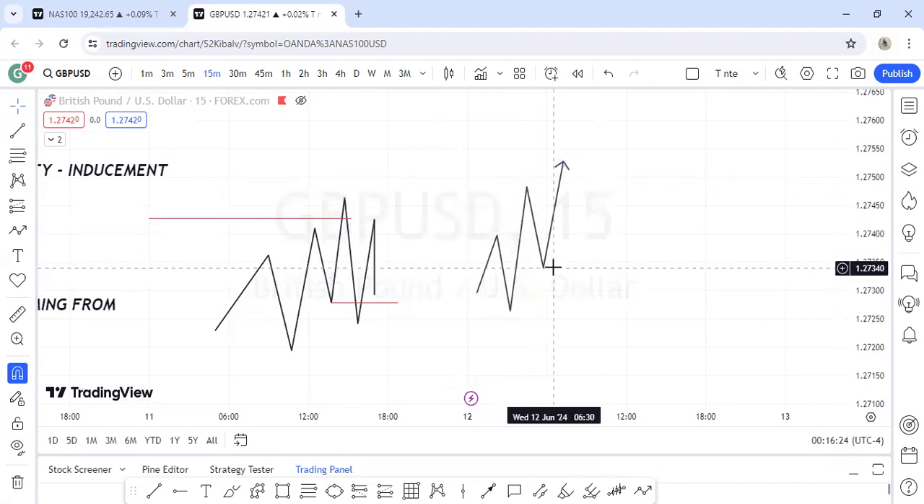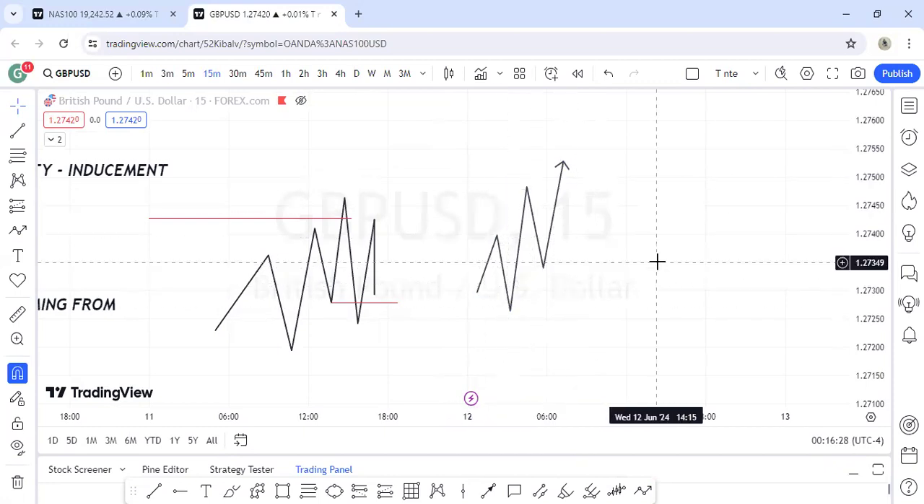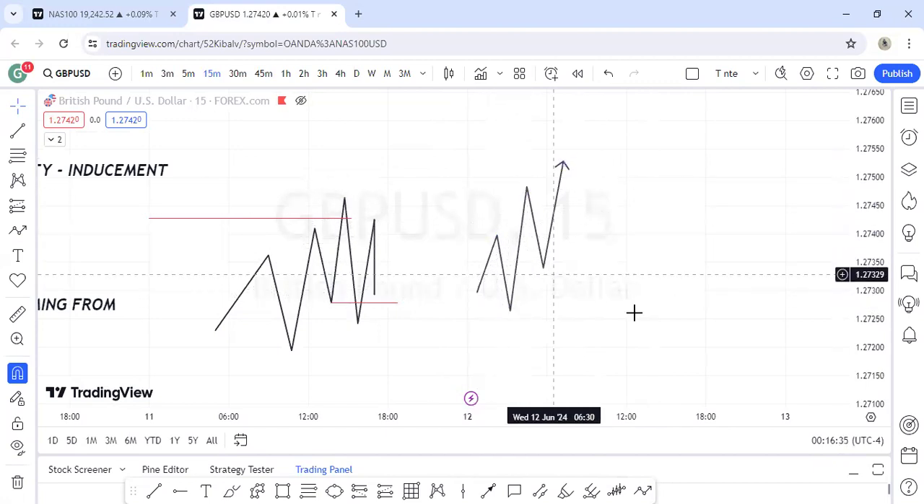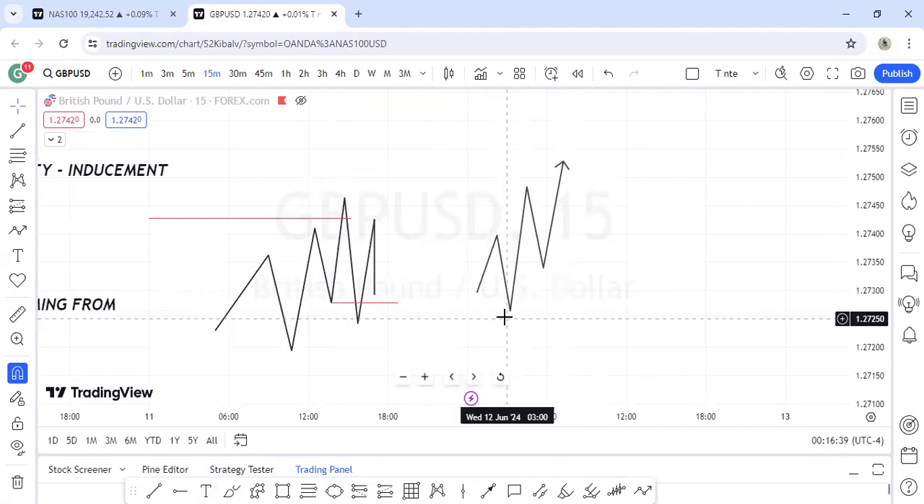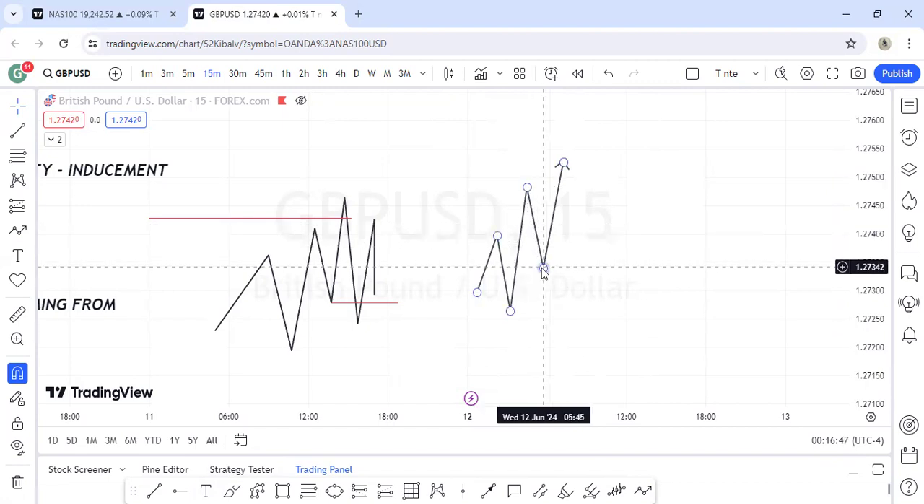The labeling is not important, so you can do it anyhow you want. You can even say A, B, C, D, E, and some people call it A, B, C, D, E. But just for this example, let's make it the way I know. This is your A leg, the original strong low. This is your B leg, where the retracement started, and this is your C leg, where the inducement was formed.